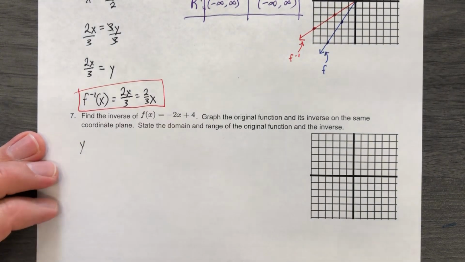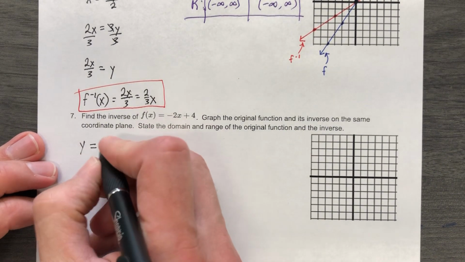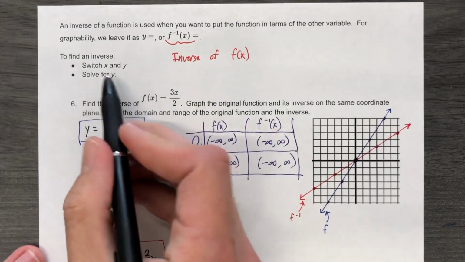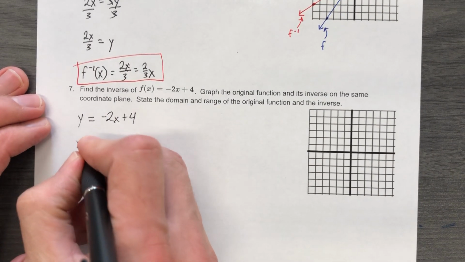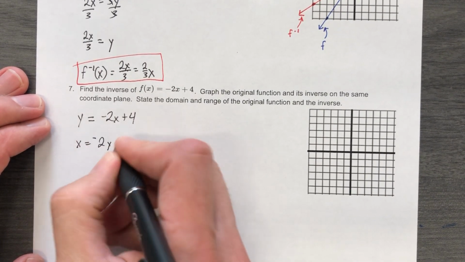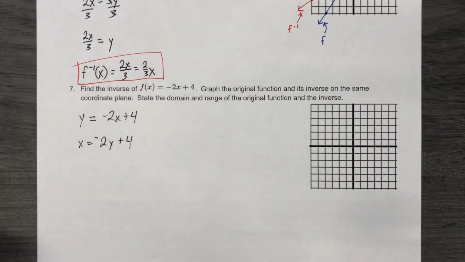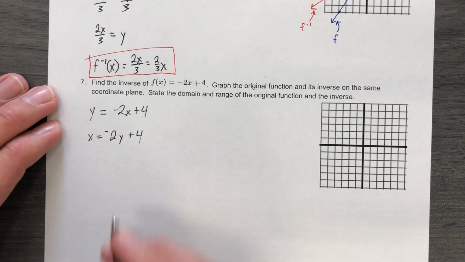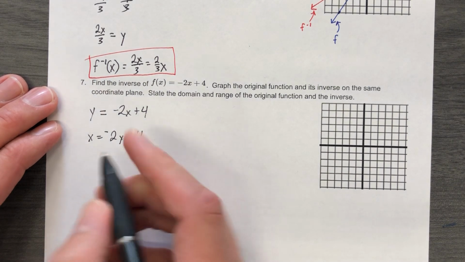And the next one says f of x equals negative 2x plus 4. And then step 1, switch x and y. Okay, so we can do that. x equals negative 2y plus 4. And then solve it for y. I think this one's running out of ink. That's tragic. All right, we're going to subtract 4 from both sides.